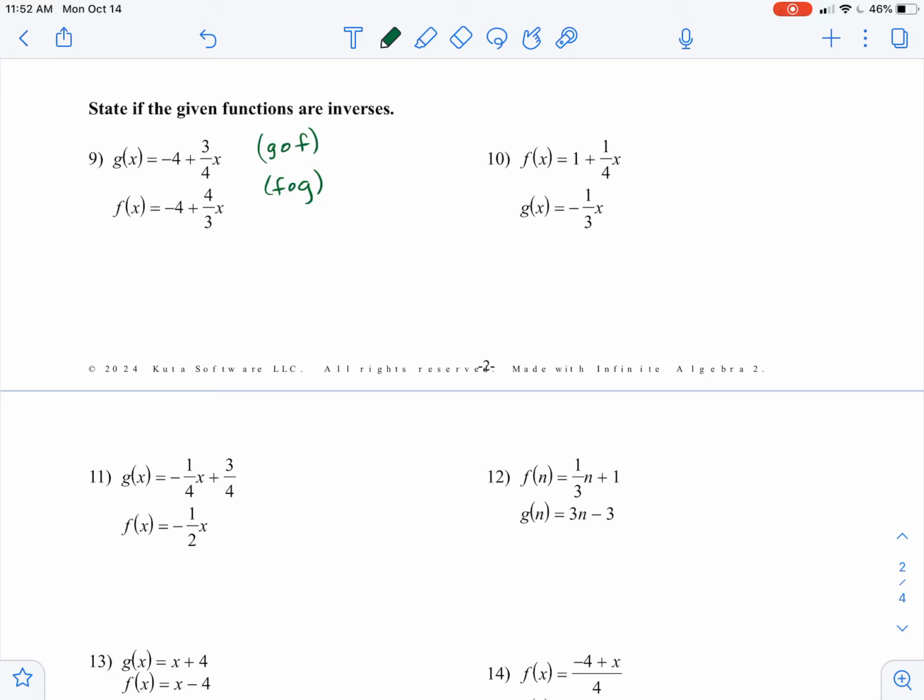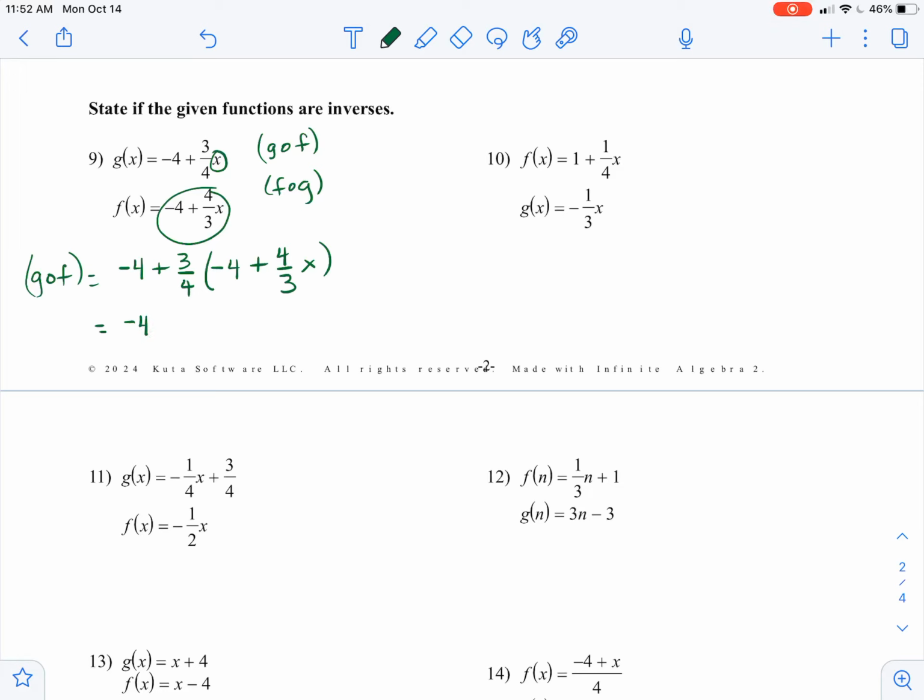as a substitution. And so the first time I'm going to take f, and I'm just going to put it right there into g. So I'm going to put -4 plus 3/4 times the -4 plus 4/3 x. Now this is doing it this way. And then when I simplify, if they are in fact inverses of each other, this answer will be x all the time. So let's see what we get.